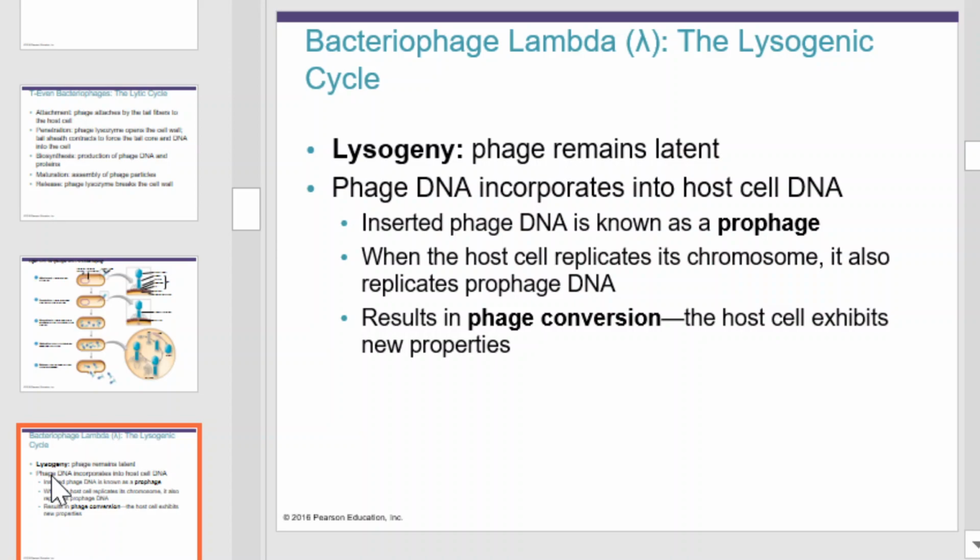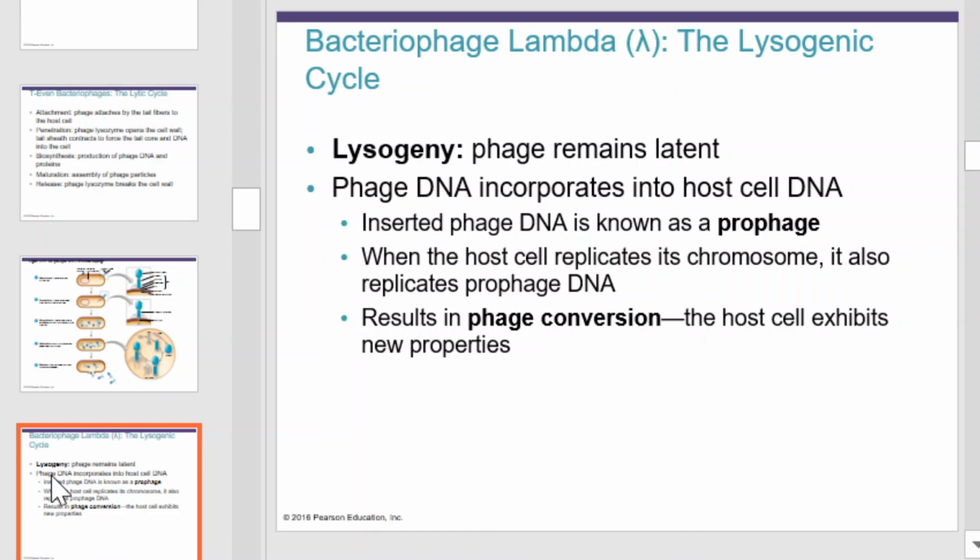The lysogenic cycle is a little different. In lysogeny, the phage remains latent. That means that the phage DNA will be incorporated into the host cell DNA, and it may stay there dormant for days, months, or even years. While dormant, it will be passed on to all future generations of that cell. At some fixed point in time, the phage will, for whatever reason, become active, and the lytic cycle will ensue.